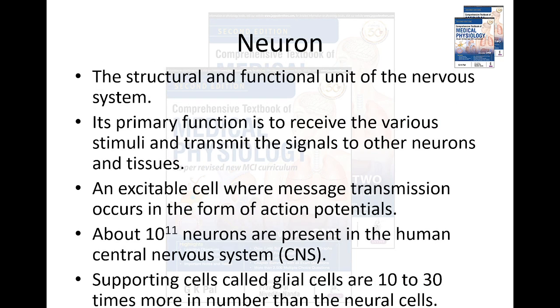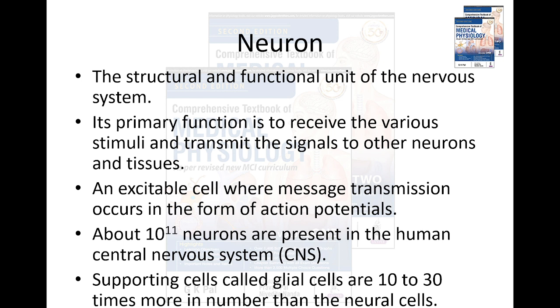The structural and functional unit of the nervous system is called a neuron. The primary function is to receive various stimuli and transmit the signals to other neurons and tissues. It is an excitable cell where message transmission occurs in the form of action potential. About 10 to the power of 11 neurons are present in the human central nervous system.